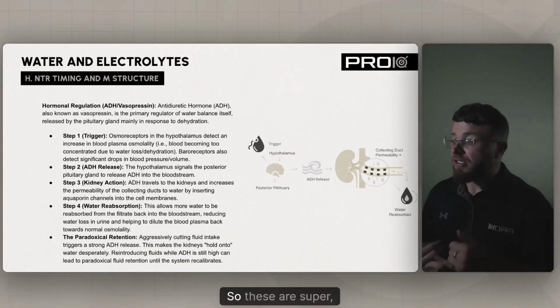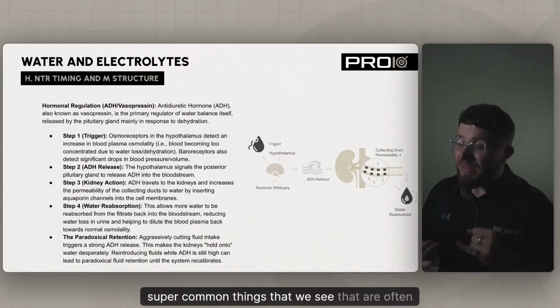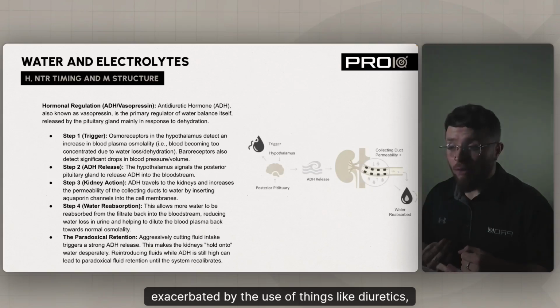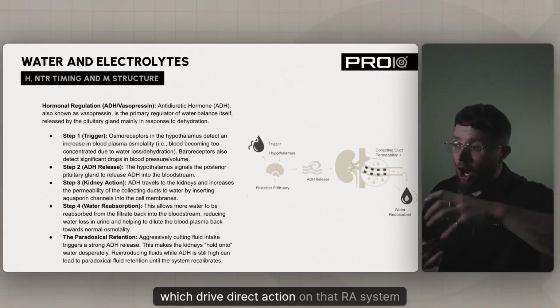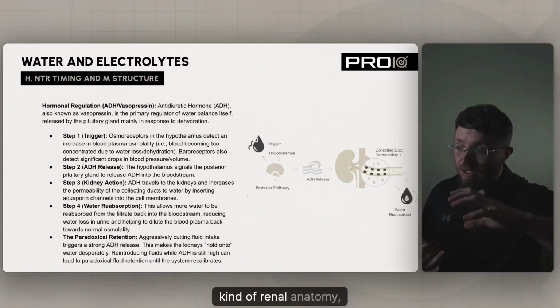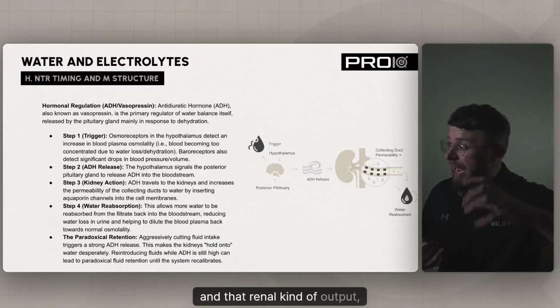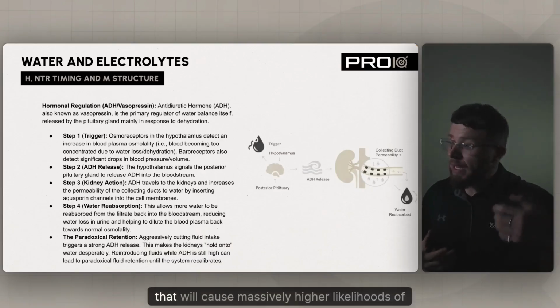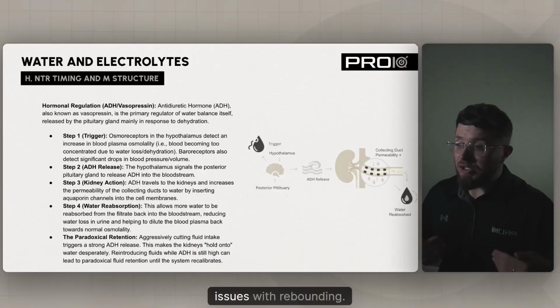system recalibrates. These are super common things that we see, often exacerbated by the use of things like diuretics, which drive direct action on that RAS system, on that renal anatomy and that renal output. That will cause massively higher likelihoods of issues with rebounding.